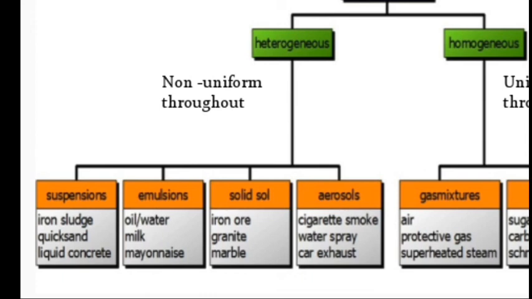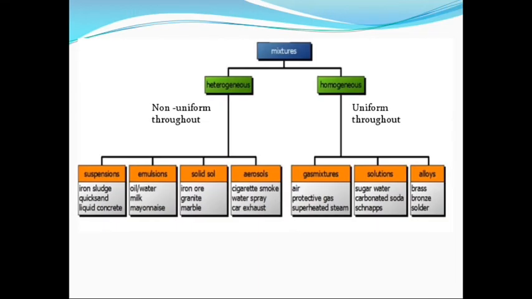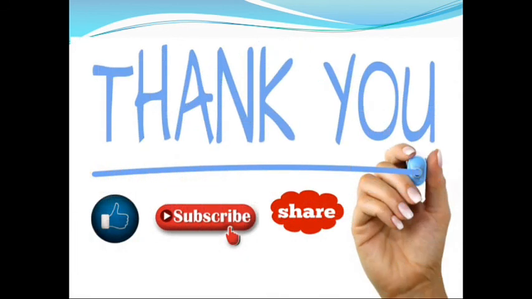Emulsion: if you consider suspension, a solid is added into a liquid. In emulsion, a liquid is added into a liquid and is also in a dispersed state, so that we call an emulsion. Such as oil and water, milk is also an emulsion. Mayonnaise, okay, so these are emulsions. Then solid solutions: iron ore, graphite, marble, these are solid solutions. Then aerosols. Aerosols means a solid dispersed into air, or a liquid dispersed into air, that is called aerosols, such as cigarette smoke, water spray, car exhaust, etc. So this is all about mixtures, homogeneous and heterogeneous mixtures.